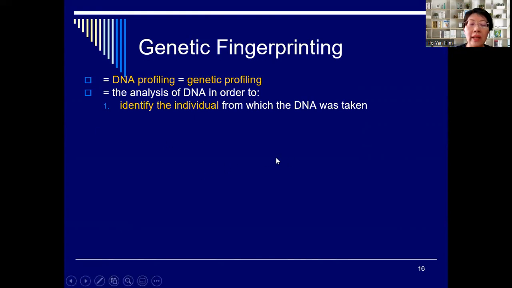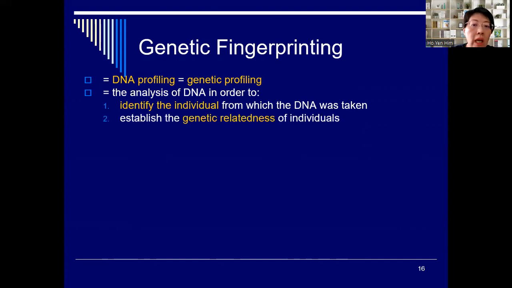This is used to identify the individual from which the DNA sample was taken, and also to establish the genetic relatedness of individuals. For example, this is a child. We want to know who is the father of the child, right? We can find out using genetic fingerprinting, because a child's genetic fingerprint will be similar to both the mother and the father. So we can use this method to find out who the father is.